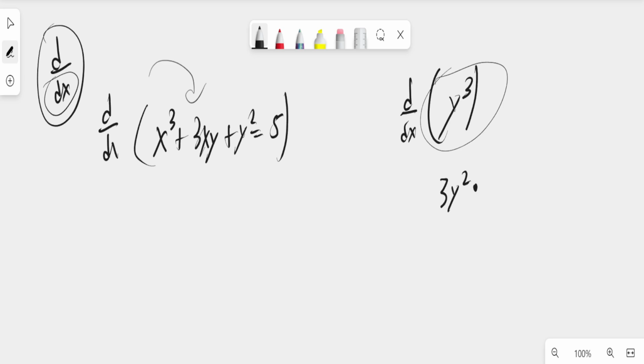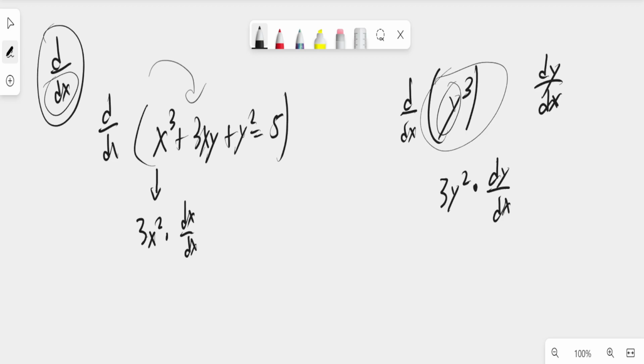I wouldn't use prime notation. Or dy over dx. Yeah. Because the derivative of y, the derivative of the inside, this is all just chain rule essentially. The derivative of the inside is dy dx. Right? The derivative of y with respect to x is dy dx. So similarly, this is 3x squared times the derivative of the inside, dx dx. Right?